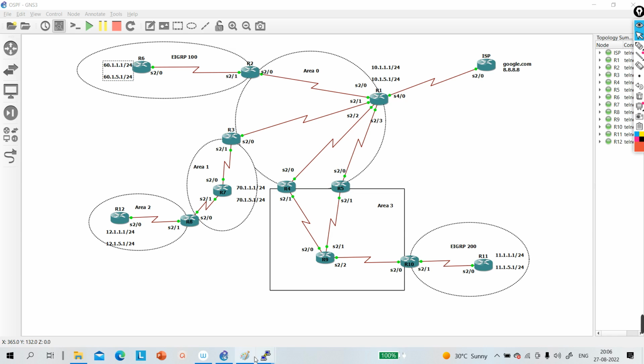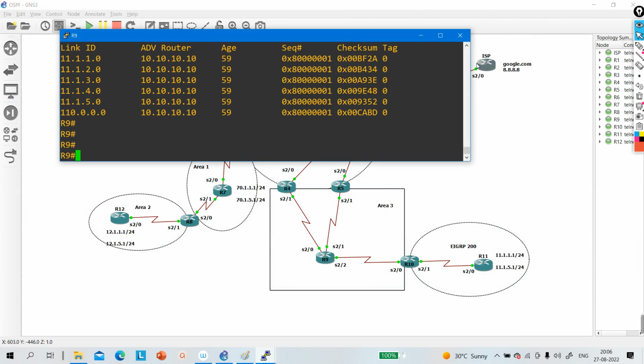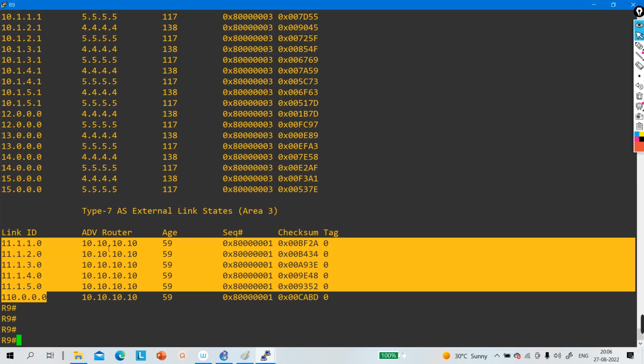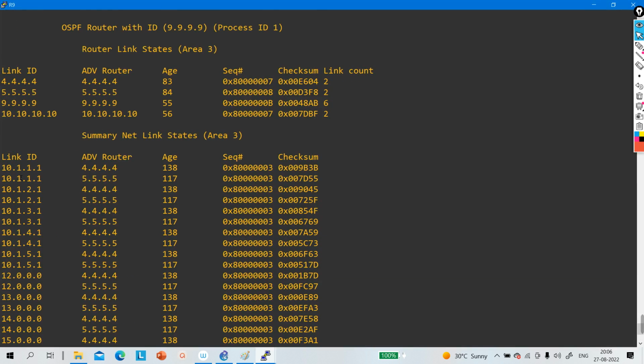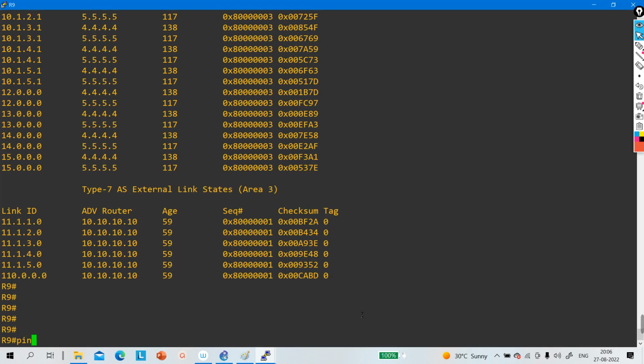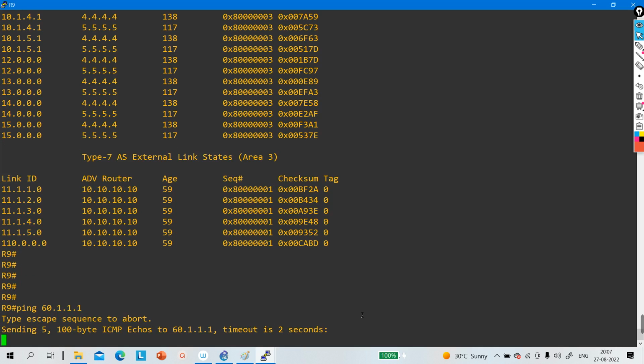Now you can see on router 9 there is only 11 prefix. There is no 16 prefix and there is no default route, right? So router 9 cannot communicate with 60.1.1.1. Yes or no? Because there is no prefix and there is no default route.